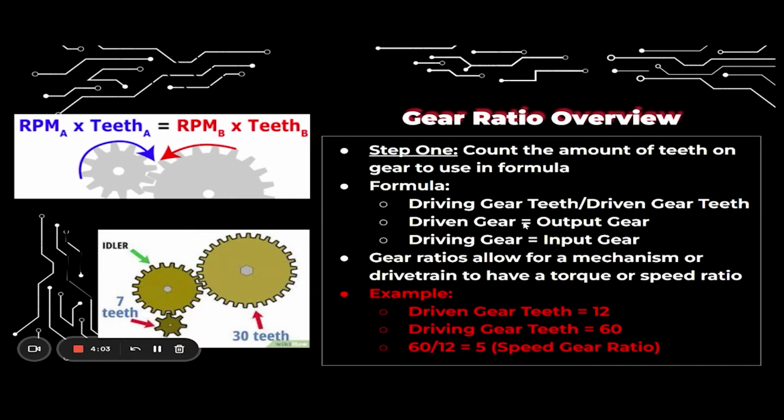So your driven gear is going to be your output gear. This is going to be the one connected to your mechanism or wheel, not connected to your motor. It's going to be the last gear in your system. And then your driving gear is going to be your input gear. It's going to be the first gear in your system. So it's going to be the one connected to your motor, most likely.